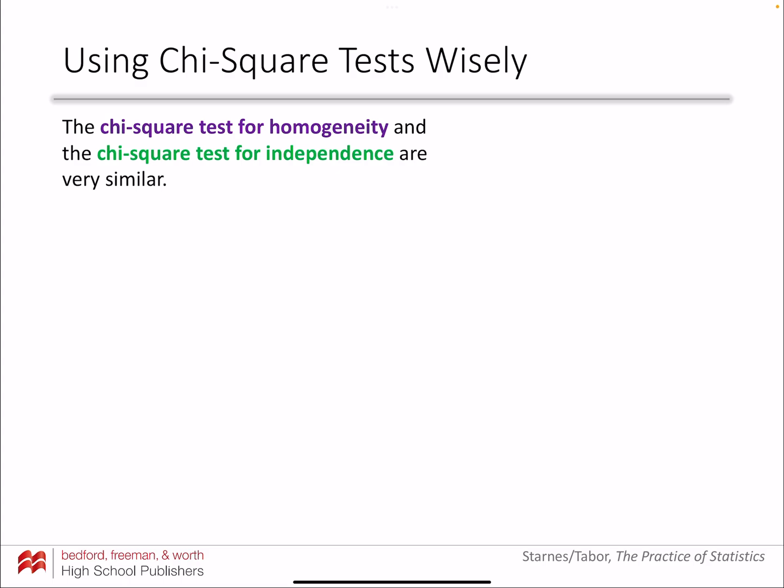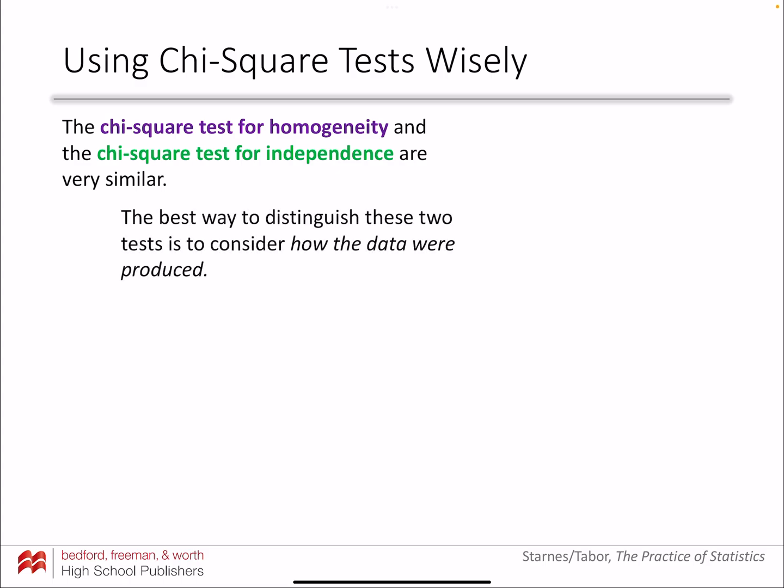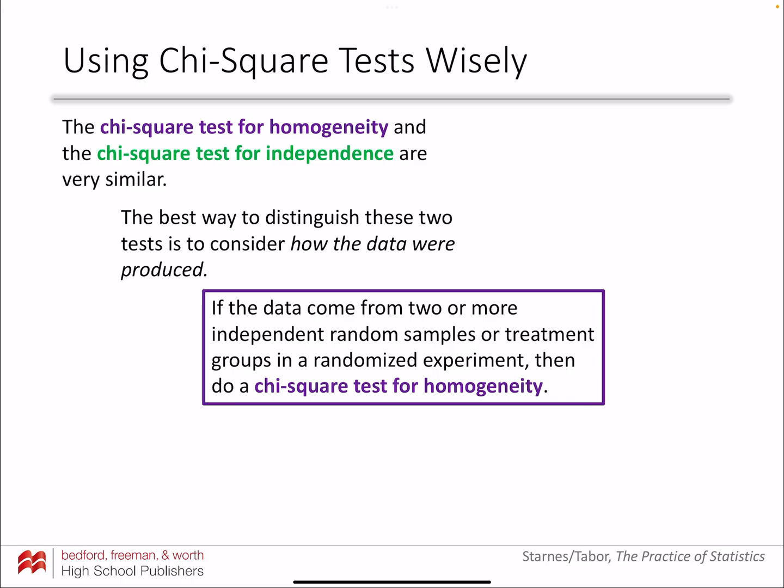All right, so let's talk. I kind of tried to point this out throughout the examples that we looked at. We really have two tests, the chi-squared test for homogeneity and the chi-squared test for independence. So they're essentially the same test in terms of the mechanics of the test. The names are just different based upon how the data were produced. So if the data come from two or more independent random samples, or if they're treatment groups in a randomized experiment, you're doing the chi-squared test for homogeneity.